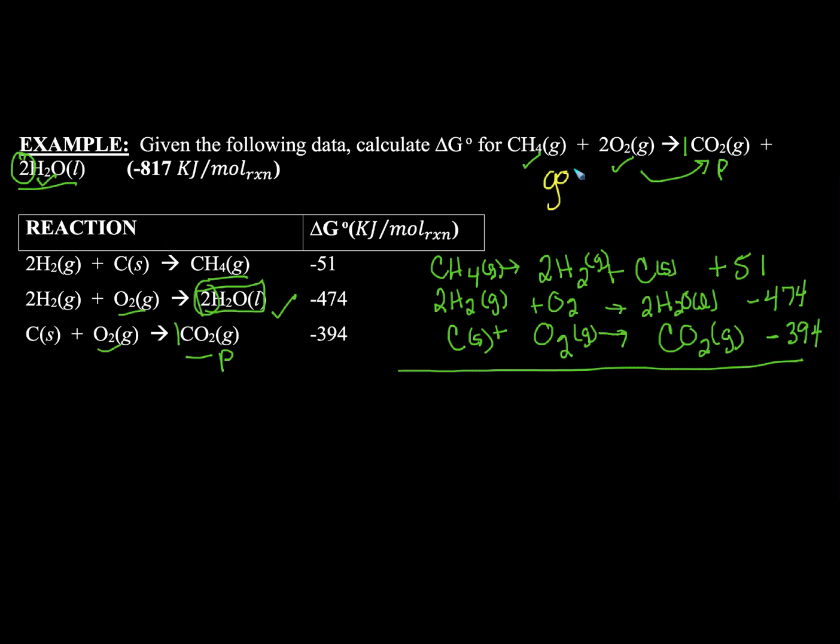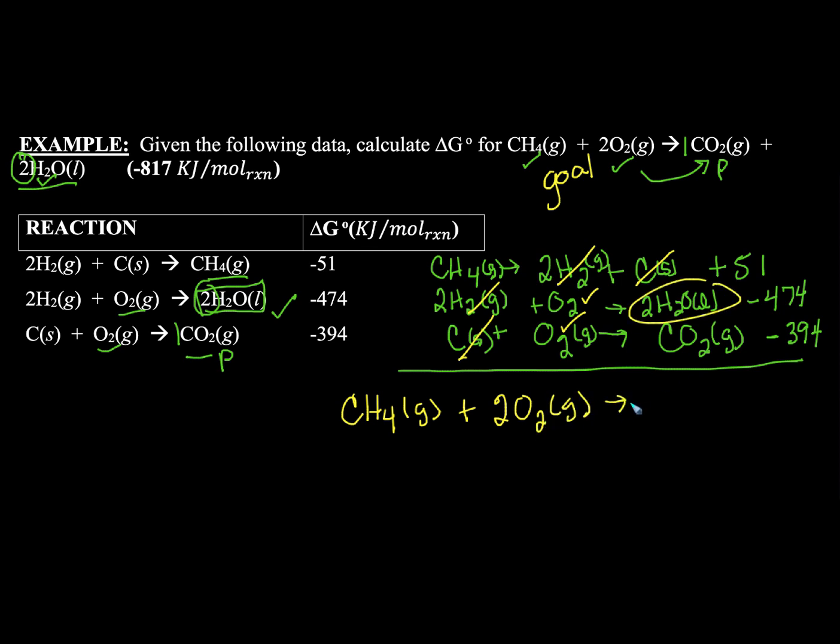Now I'm going to add these up, and if I've done my analysis correct, I should get my goal reaction that was given up above. So 2 hydrogens cancel, the carbons cancel, and I get CH4 gas plus 2 O2, 1 there and 1 there, yields 2 waters, liquid, and 1 CO2.